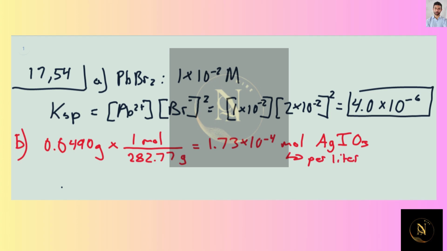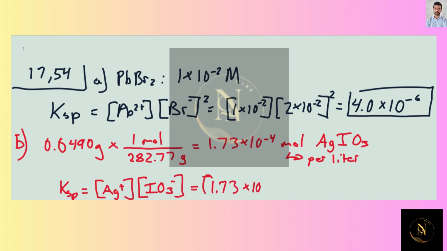So we can now simply plug this into our expression for KSP. So we know that KSP should equal the concentration of silver ions times the concentration of iodate. And we know that both of them are 1.73 times 10 to the minus 4. So all we have to do is square, and we get a value of 3.00 times 10 to the minus 8 for our KSP.